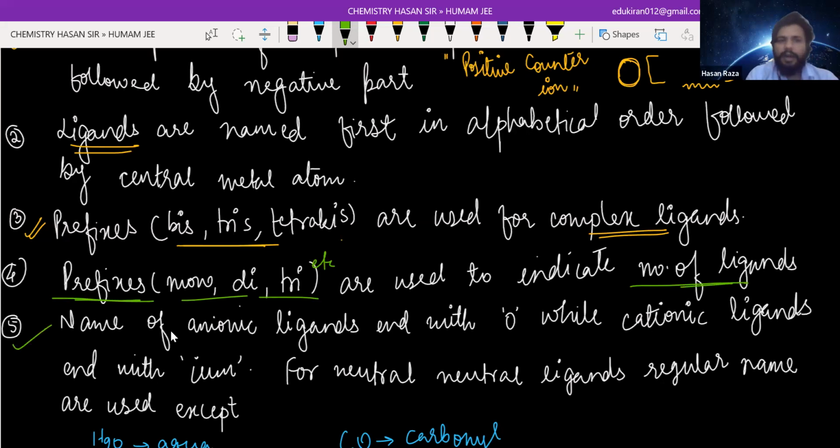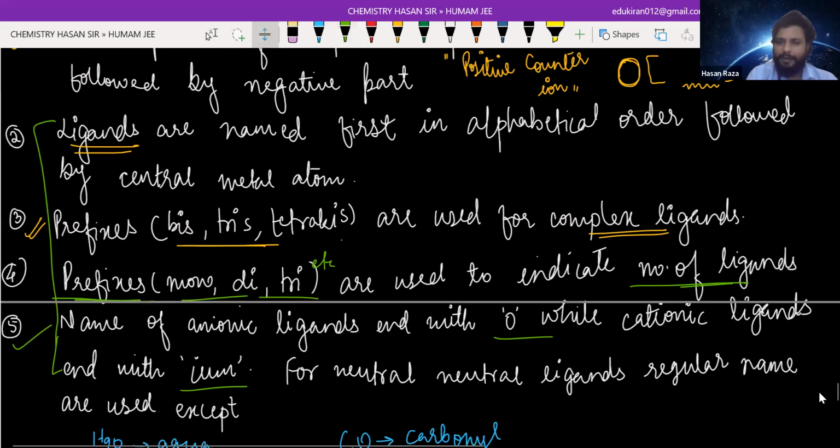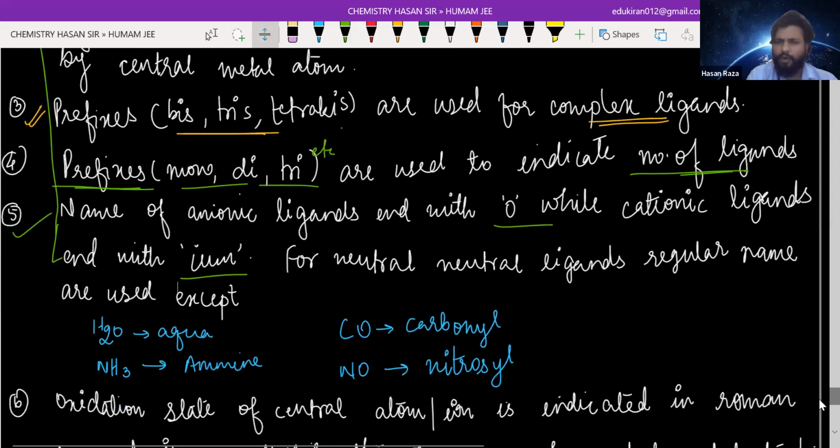Now, the name of the anionic ligand. These are all about anions basically. The names of anionic ligands end with o, while cationic ligands end with ium. For neutral ligands, the name is as it is, except for some ligands like H2O, which we call aqua, NH3 we call ammine, CO we call carbonyl, NO we call nitrosyl. These names you have to remember.